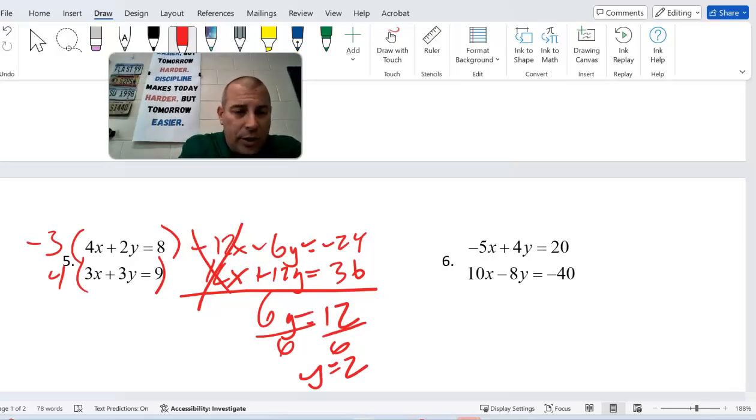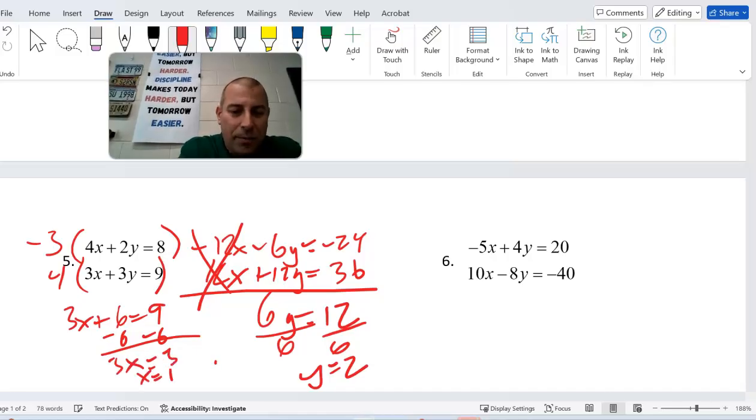I'm just going to grab one of the originals. I'll grab the first one I see here. So that's 3x plus 3 times 2. So that's a 6. Yep, I can subtract 6 from both sides. 3x equals 3. Yep, x equals 1. So I've got the ordered pair 1, 2.